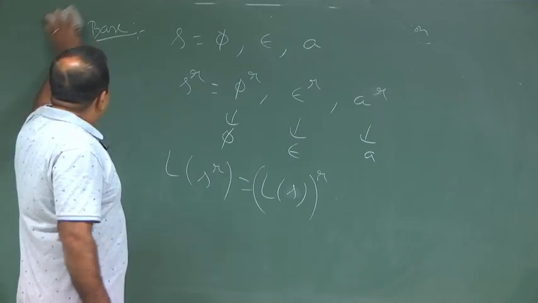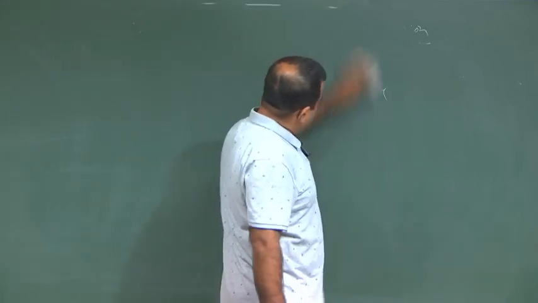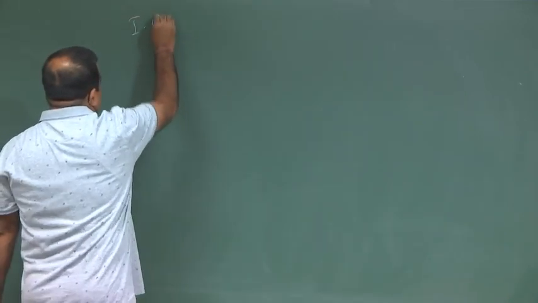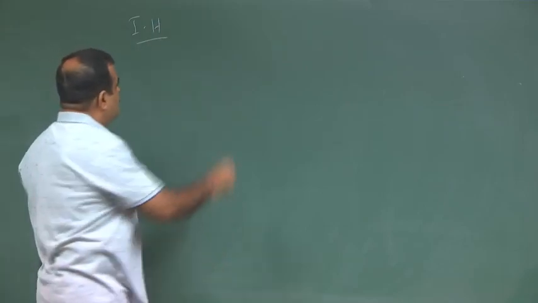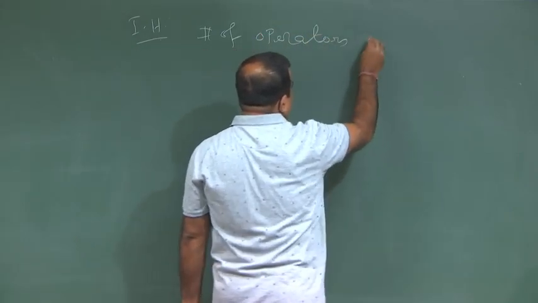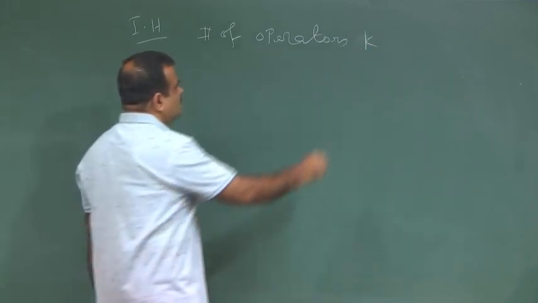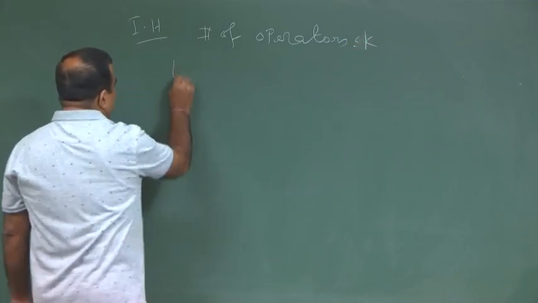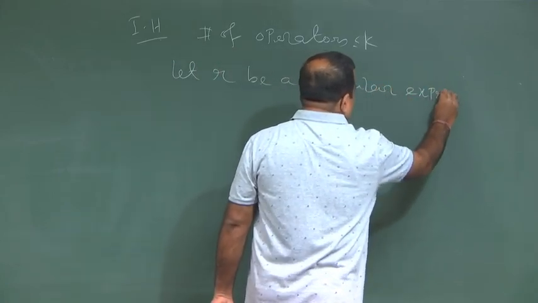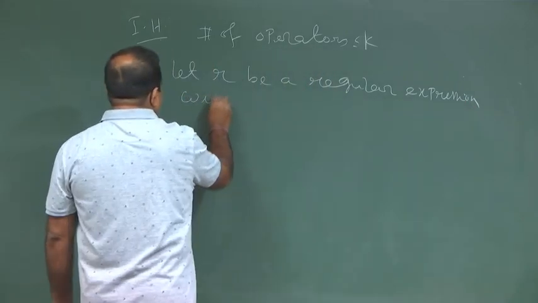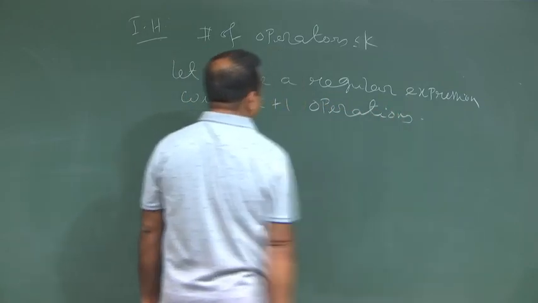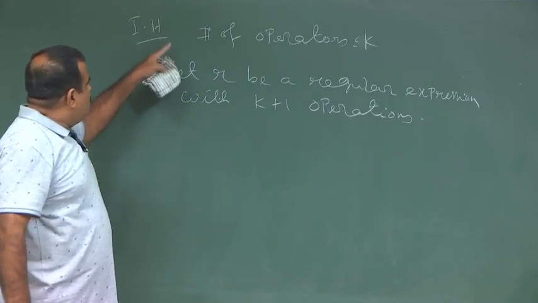Now, we assume that the result is true for up to more operators, like up to k. Suppose this is the induction assumption, suppose this result is true for up to k number of operators, that is, k or less than or equal to k. Now, we take a regular expression, let r be a regular expression with k plus 1 operators. Okay. So, we assume the result is true for this.